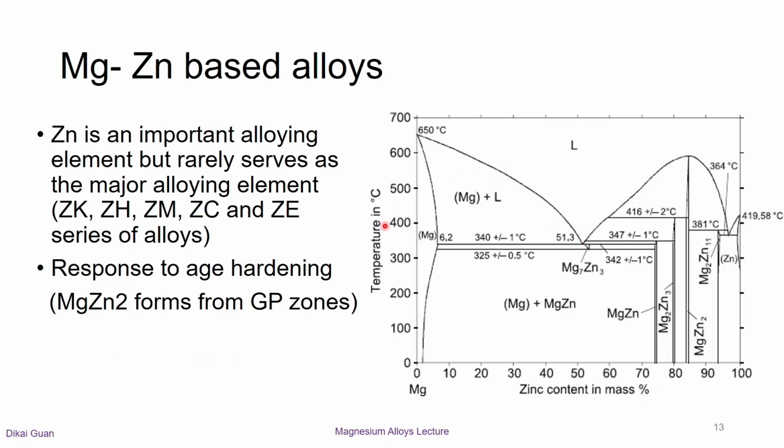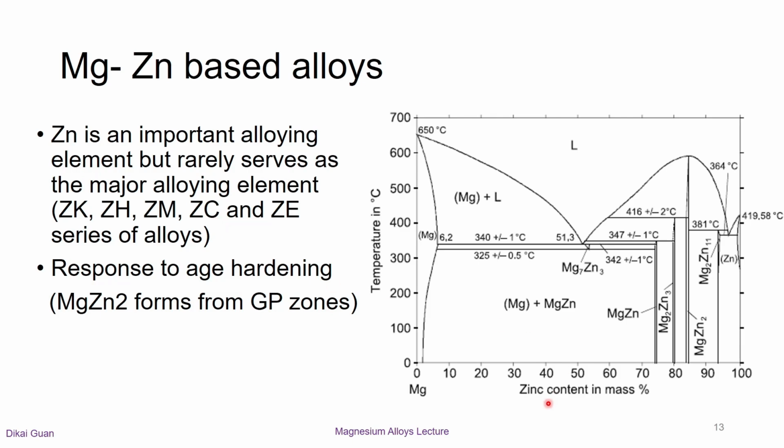Zinc is an important alloy element, but rarely used as a major alloy element. It is usually used with other elements like zirconium, manganese, or rare earth elements. For example, the ZK, ZH, ZM, ZC, and ZE series of alloys. The reason for this is binary magnesium-zinc alloys are not amenable to grain refining by superheating or inoculation, and are prone to microporosity. As a consequence, they are not used for commercial castings.